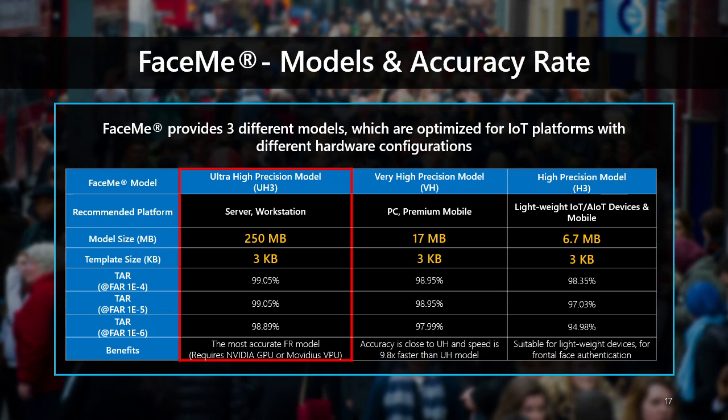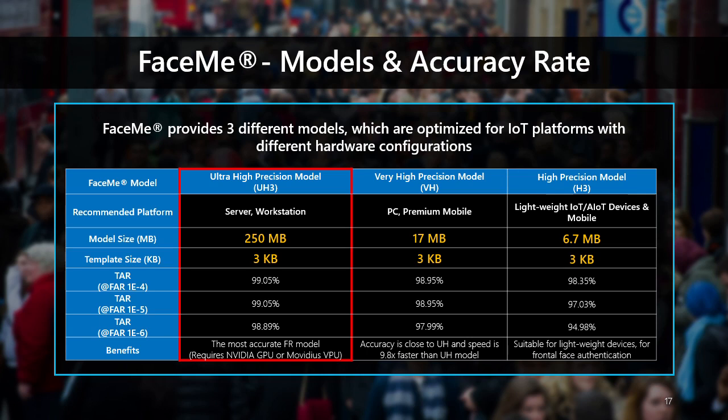And in terms of model size, we are providing FaceMe in 3 different models. So the highest one is called the UH. It's an ultra high precision one. To keep it simple, this model needs a GPU to process, for example, NVIDIA GPUs or Intel Movidius VPUs. And the model size is larger at 250 megabytes. And the recognition rate, you can see, is higher: under 1 by 10,000 of false accept rate, we can provide a true acceptance rate of 99%.